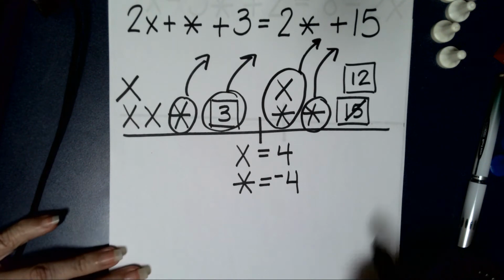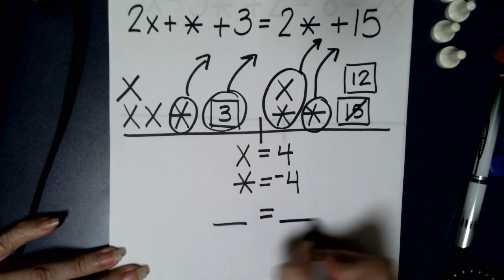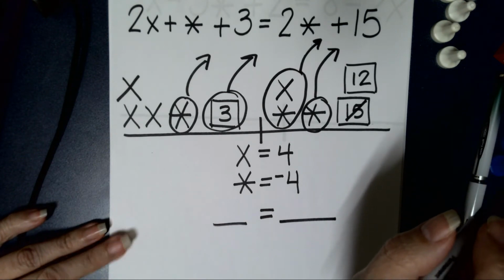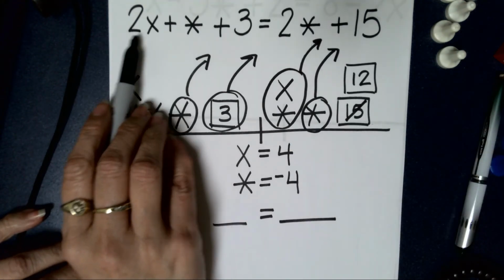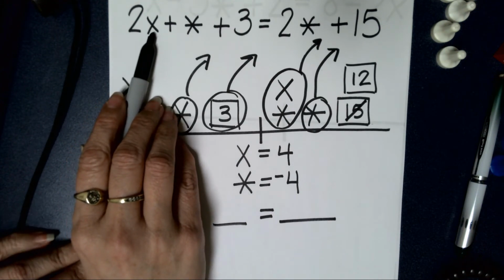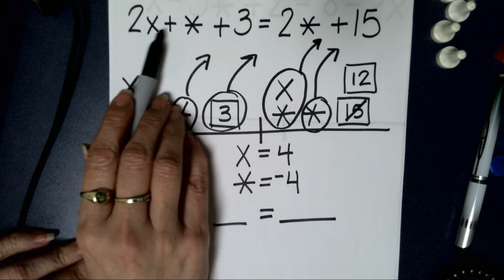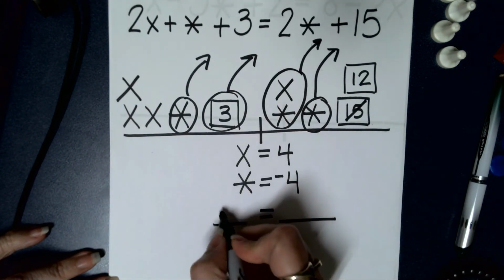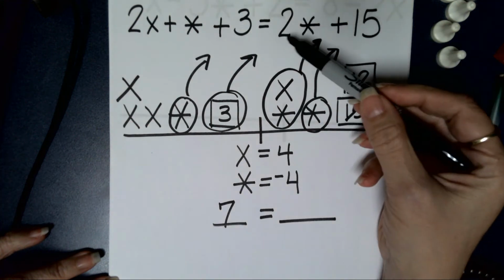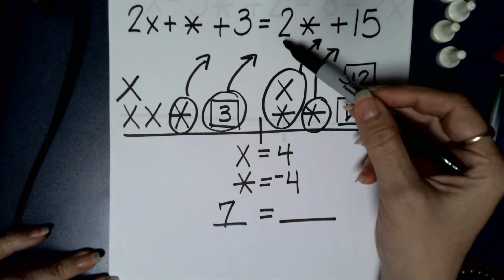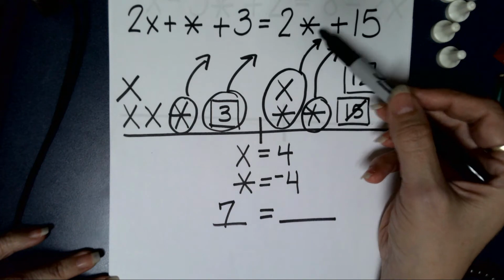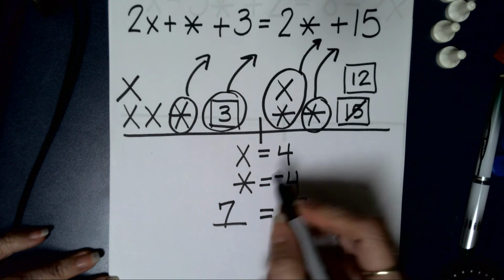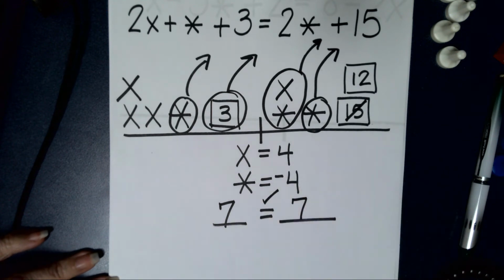And then we need to do our check. We have to go back to our original problem. If we go back to our 2 x's, we had 2 x's which are each 4, and 4 plus 4 is 8, and 8 minus 4 is 4, and 4 plus 3 is 7. 2 stars would be negative 8, and 15 plus negative 8, or 15 minus 8, is 7. And 7 does equal 7, so that is a check.